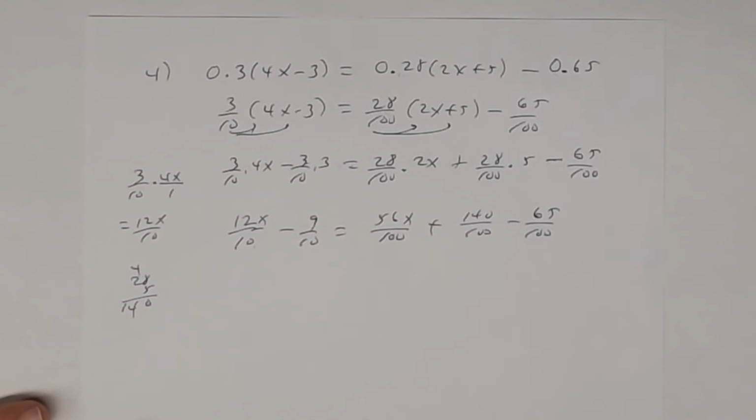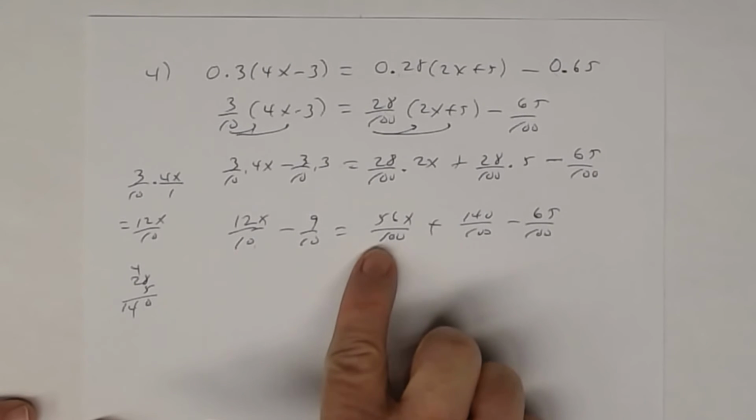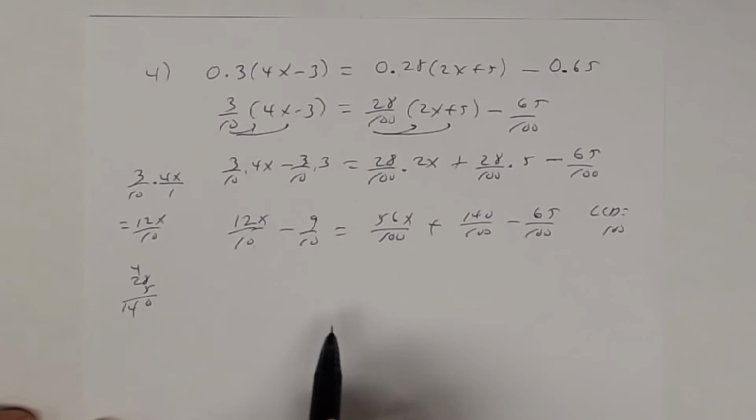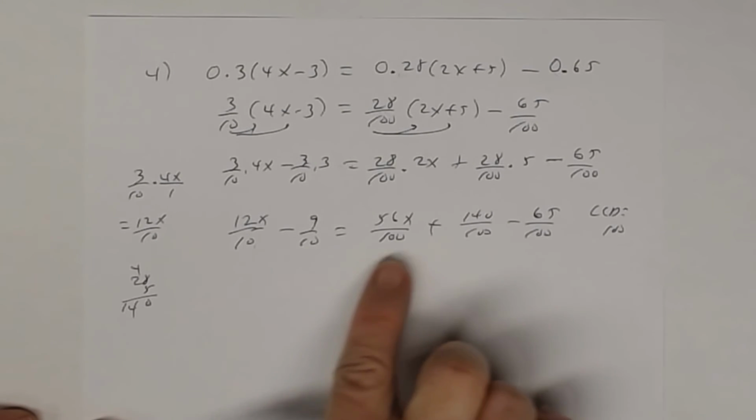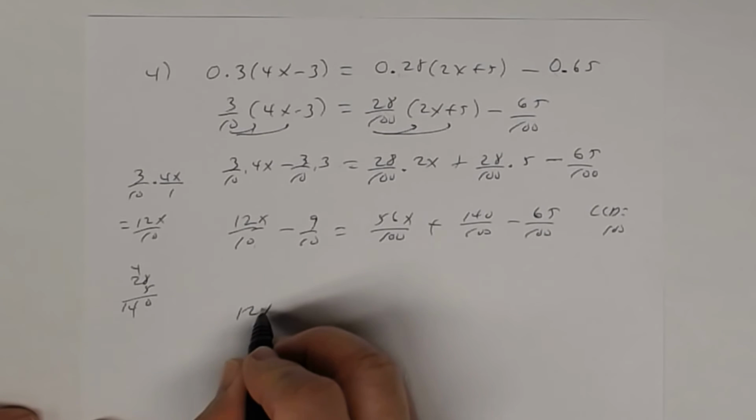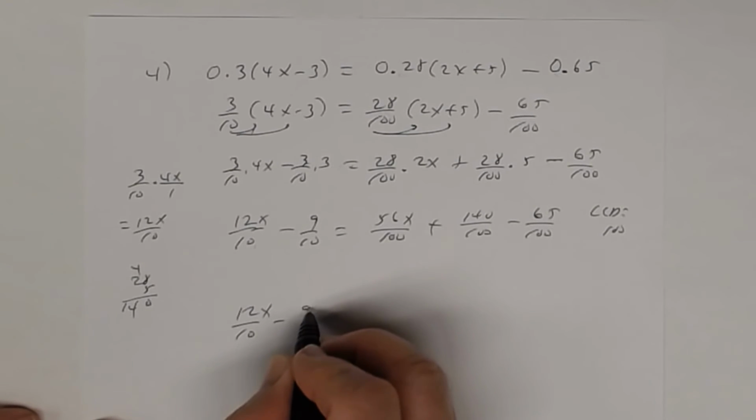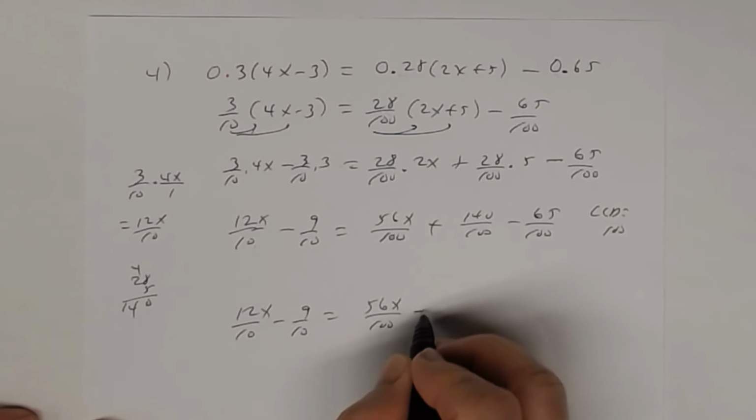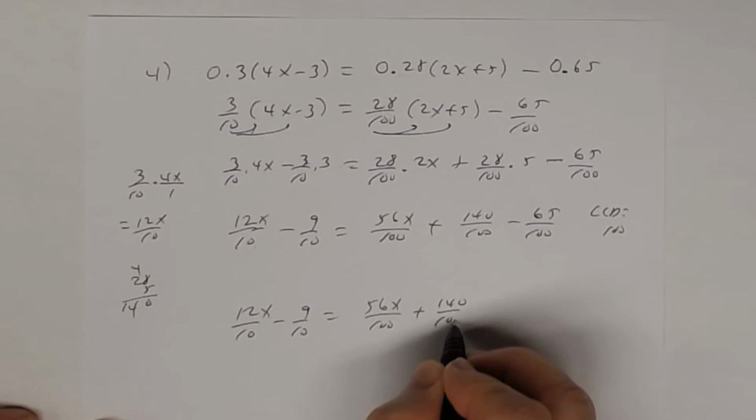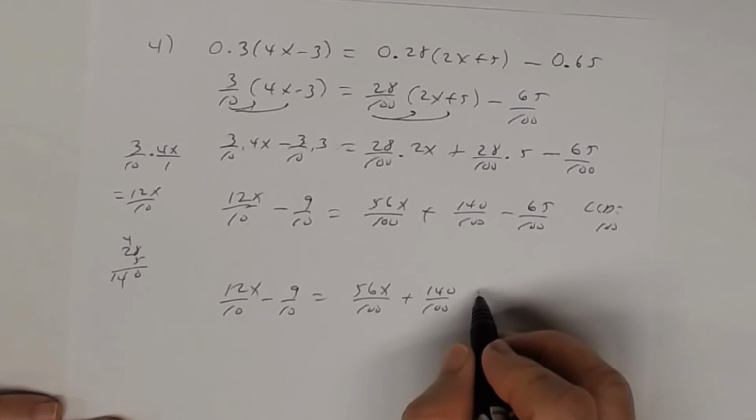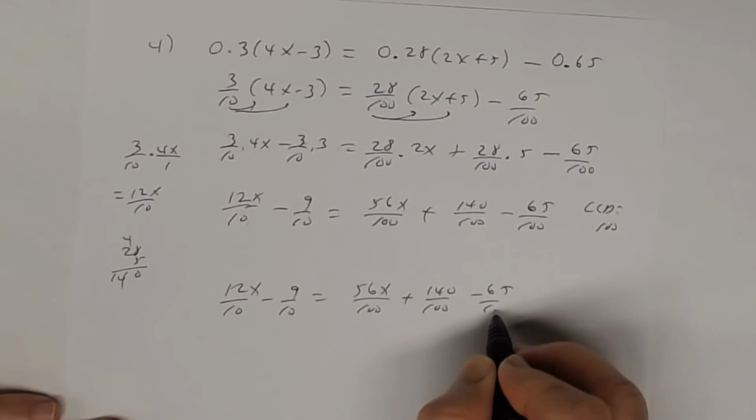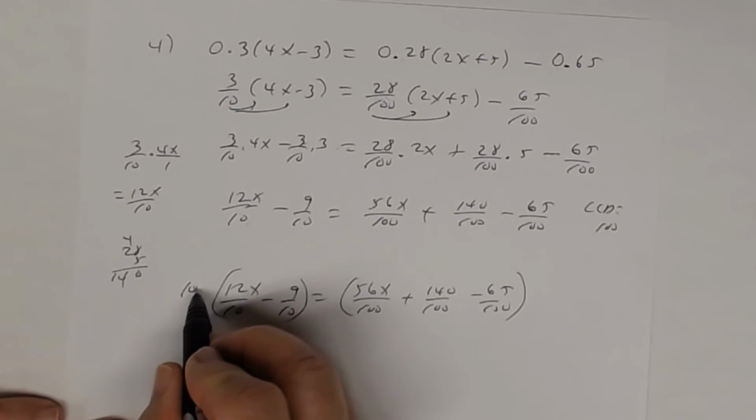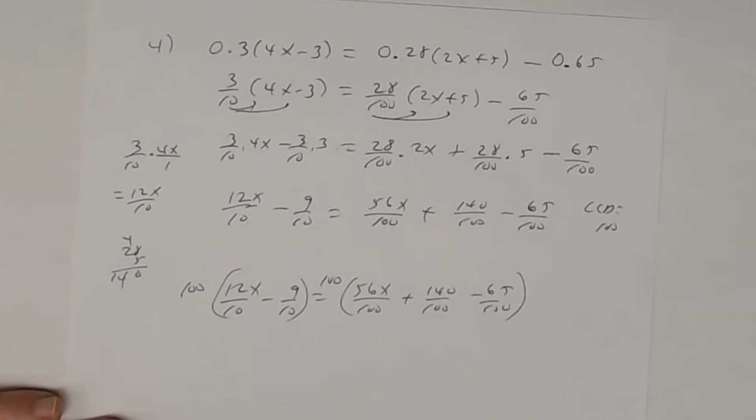All right, so now I know the LCD. 10, 10, 100, 100, 100. So the LCD is 100. So I'm going to rewrite this and put each of those sides in parentheses. So 12x divided by 10 minus 9/10 equals 56x divided by 100 plus 140 divided by 100 minus 65 divided by 100 in parentheses, and we'll multiply both sides by 100.